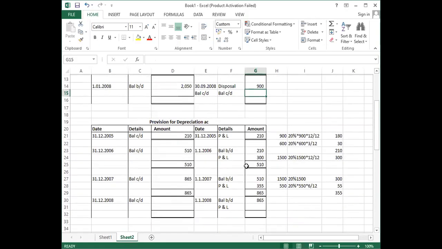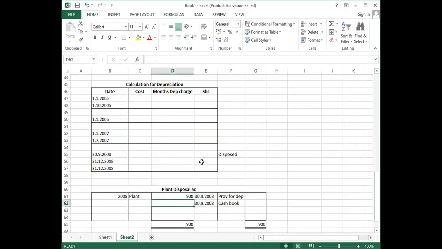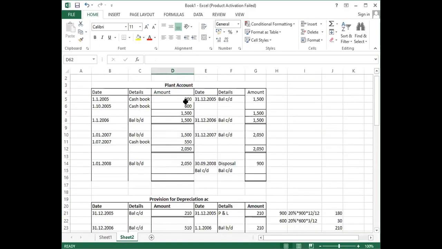And that 900 is taken to this disposal account to record that we no longer have that asset, right? Of course, we have not sold it for 900, but we have struck it out of our plant account, because here we are only recording this amount. This is the equipment that we are selling. We must be able to subtract it. I hope that is clear.